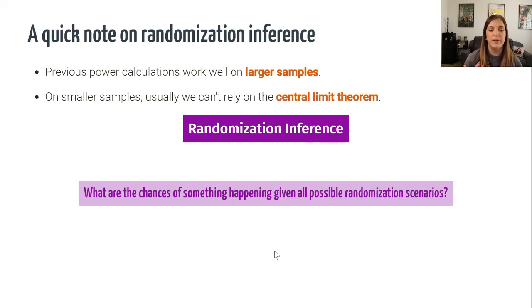So randomization inference basically estimates the chances of something happening given all possible randomization scenarios. In the case of the simulations, I'm not running every randomization scenario because there are a lot, but with simulations you can get close enough, or use a large enough number, that approximates what the p-value would look like, okay? But in this case, what we want to do is actually estimate all randomization scenarios.